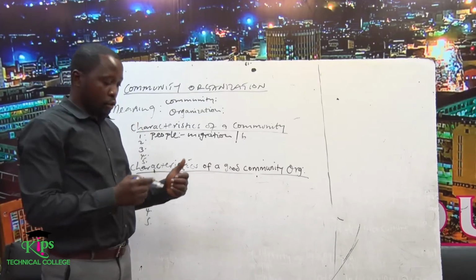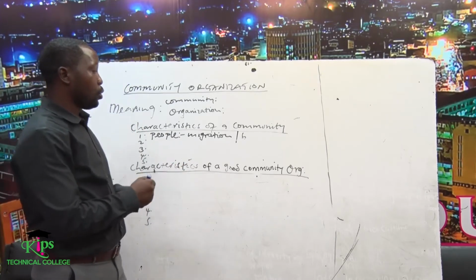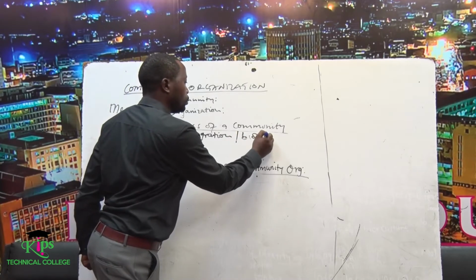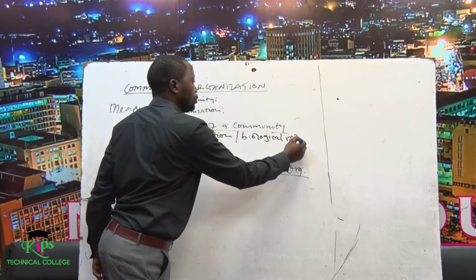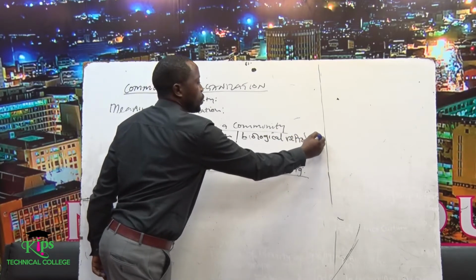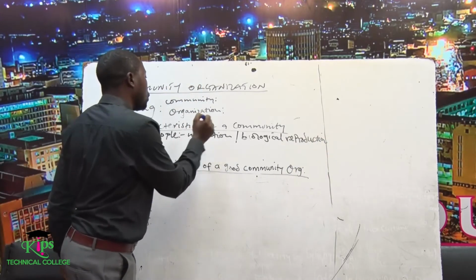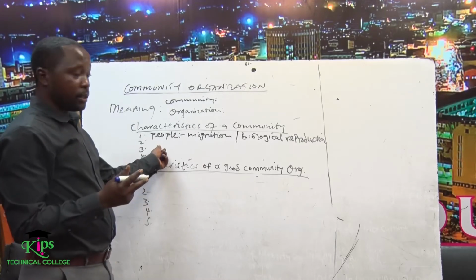They are people. So when you go there as a change agent, you need to know that you are going to work with who? You are going to work with people. So you need to understand that you are going to work with people. Your aim is to assist or to help these people come out of their problems.